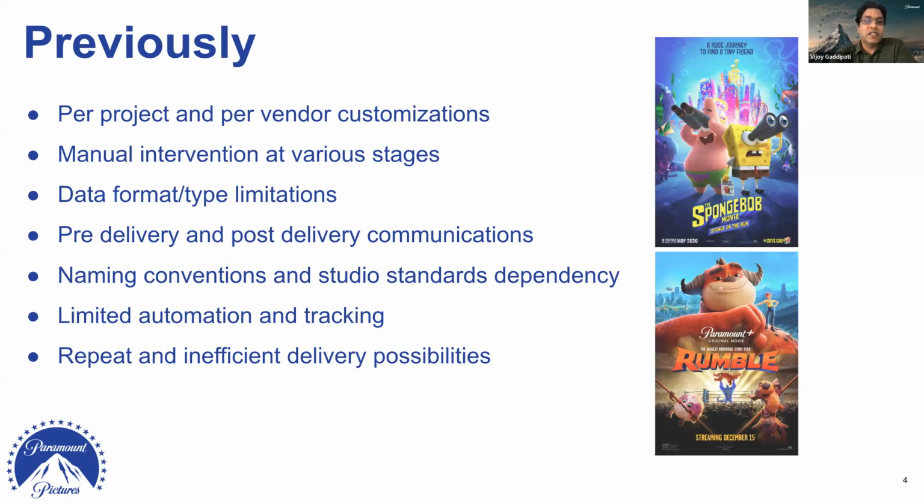And also the packages were dependent on naming conventions that we were using and that the vendor and partner studios were using. And at that time, we didn't have much automation, and a lot of manual recording of all these deliveries using spreadsheets and such. So we didn't have ShotGrid in place as well. And there was some possibility of inefficient and repeat deliveries. Next slide, please.